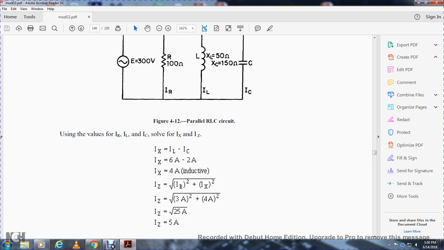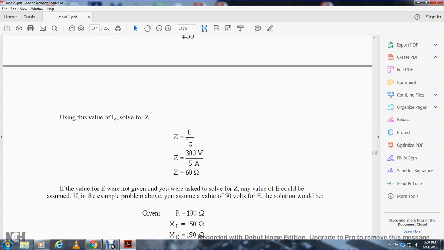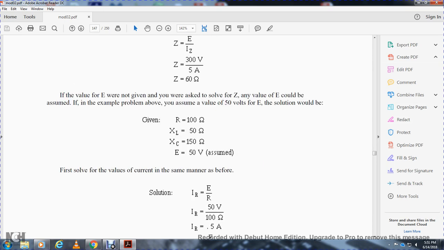Now, to find the reactive current, you take the 6 amps minus the 2 amps, and get 4 amps inductive. The impedance current is equal to the square root of the resistive current squared, 3 amps, plus the reactive current squared, 4 amps squared, which is 25, so the impedance current is 5 amps. The impedance is equal to voltage over the impedance current, 300 volts over 5 amps, which gives you 60 ohms.